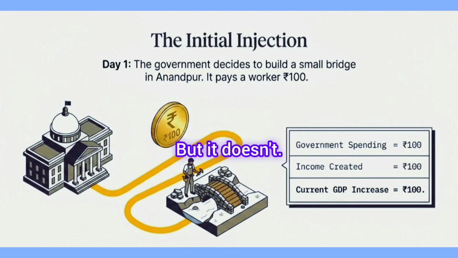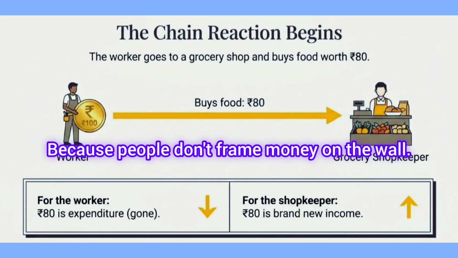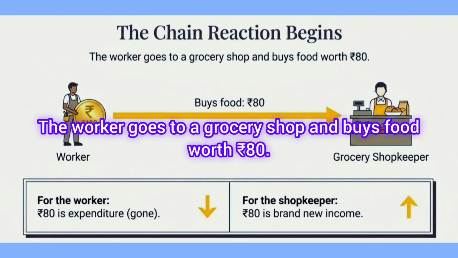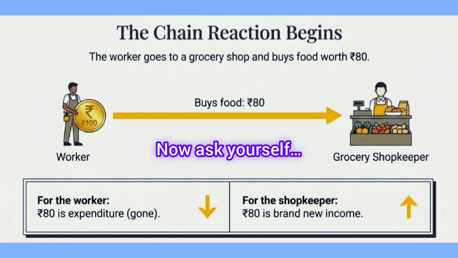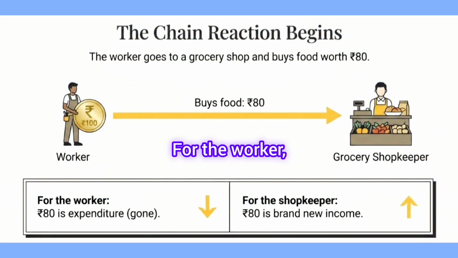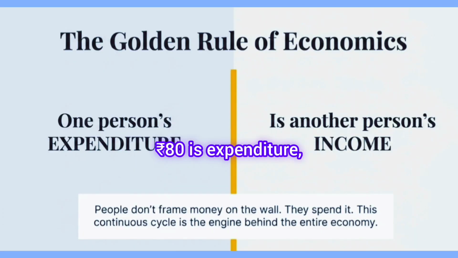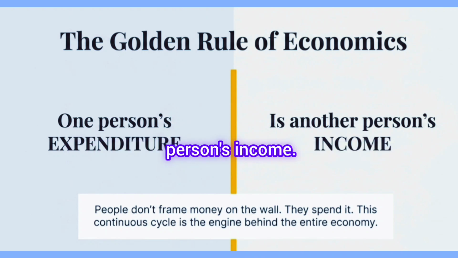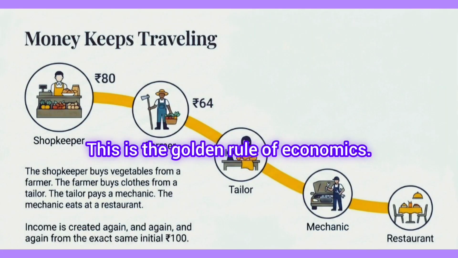But it doesn't. Because people don't frame money on the wall. They spend it. The worker goes to a grocery shop and buys food worth 80 rupees. Now ask yourself, who received the 80 rupees? The shopkeeper. For the worker, 80 rupees is expenditure. For the shopkeeper, 80 rupees is income. One person's spending becomes another person's income. This is the golden rule of economics.